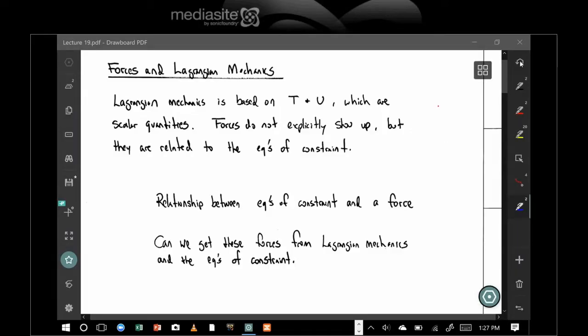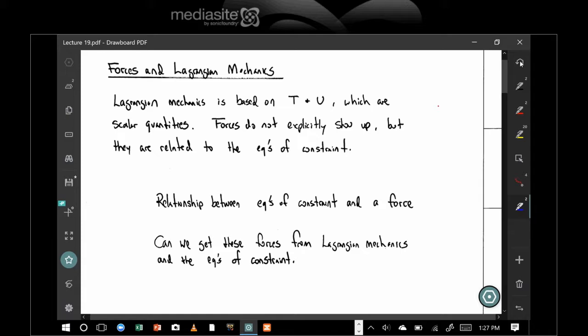I'd like to talk about Lagrangian multipliers. One advantage of Lagrangian mechanics is that we don't have to consider forces in general. All we have to do is consider kinetic energy, potential energy, and equations of constraint. However, sometimes it's important to get forces out of it because forces are very physical, and we may need to understand something about forces in a specific problem.